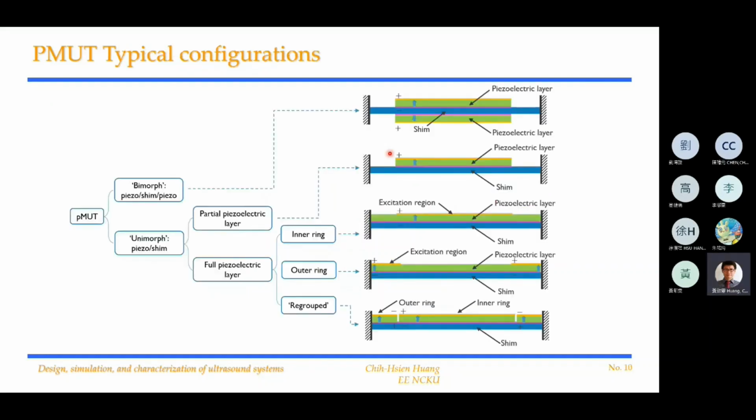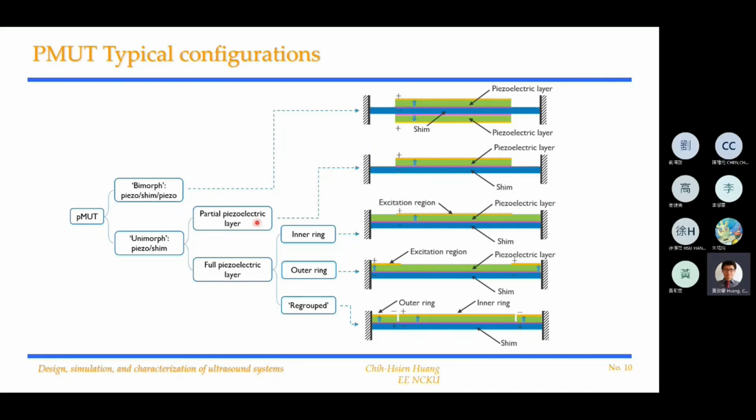Currently, we have different types of PMUT. The first one is bimorph, which means you have two piezoelectric layers, and both of them have their own electrodes. The advantage of this is that because we attach two piezoelectric layers, the driving force could be twice compared to only one layer of piezoelectric material. So this is a bimorph, and the most popular one is the unimorph, where we use just one layer of piezoelectric.